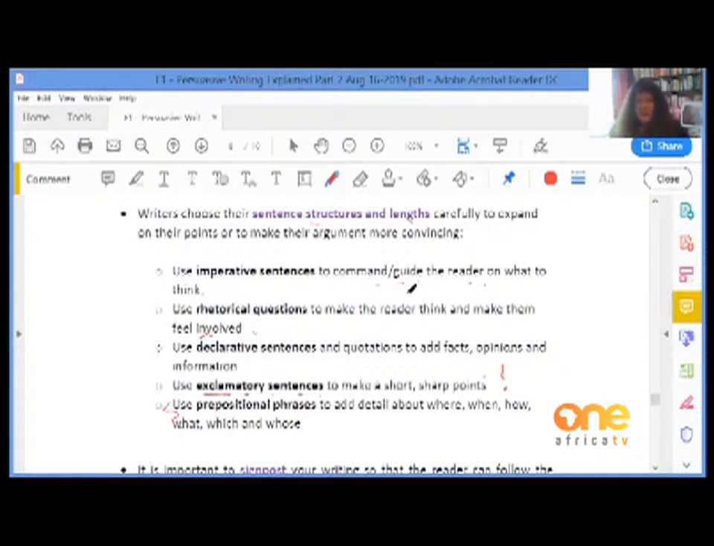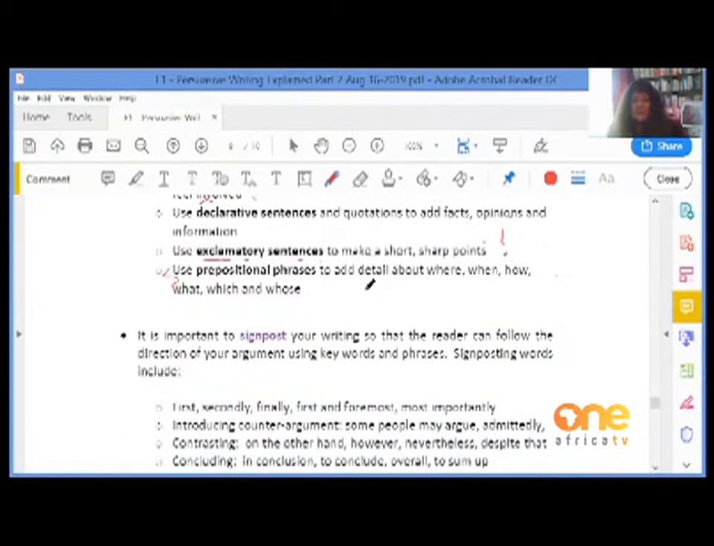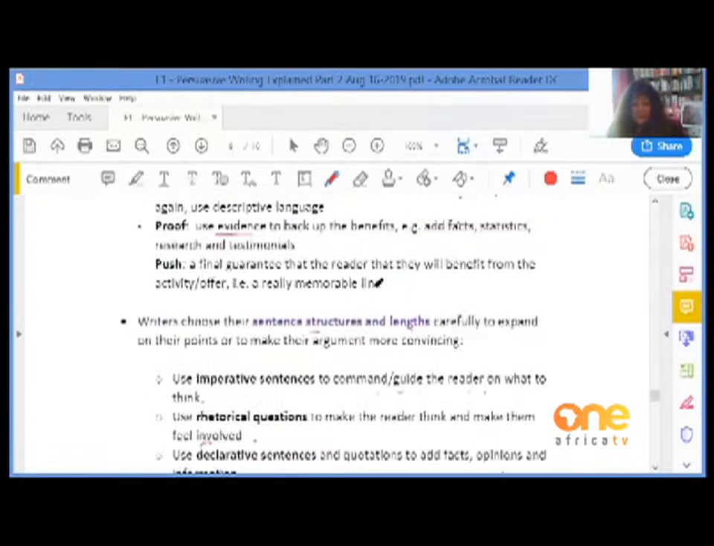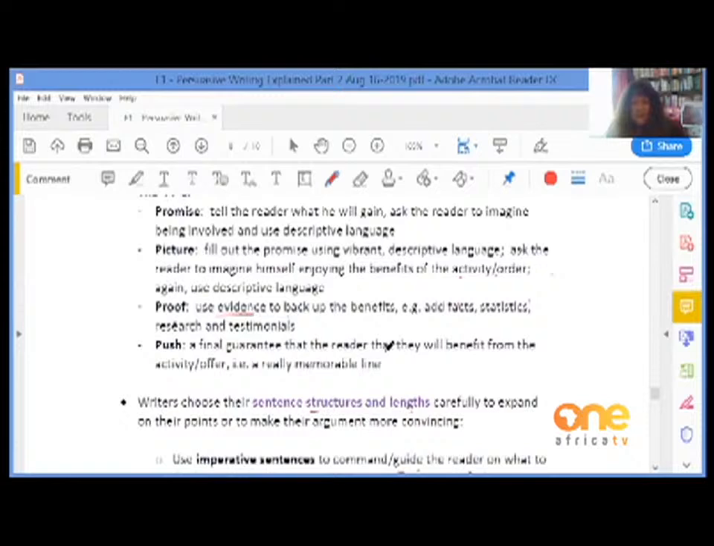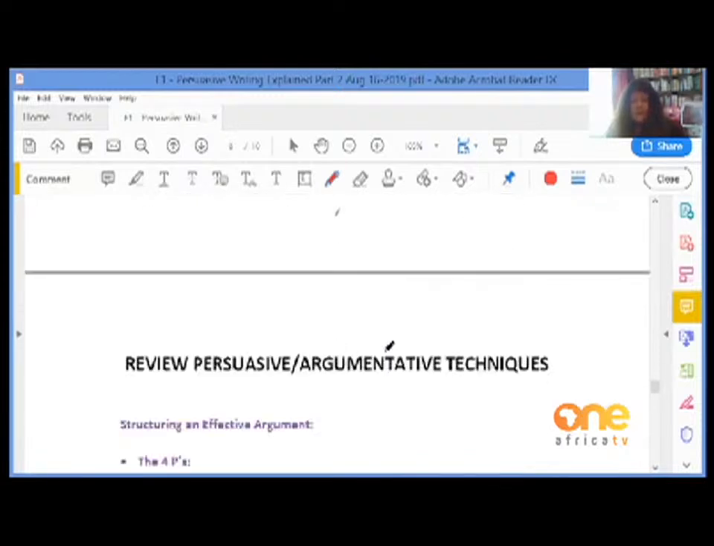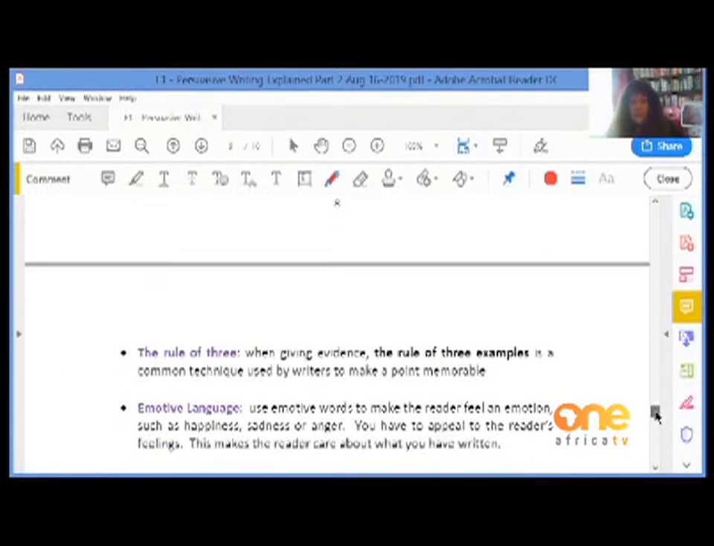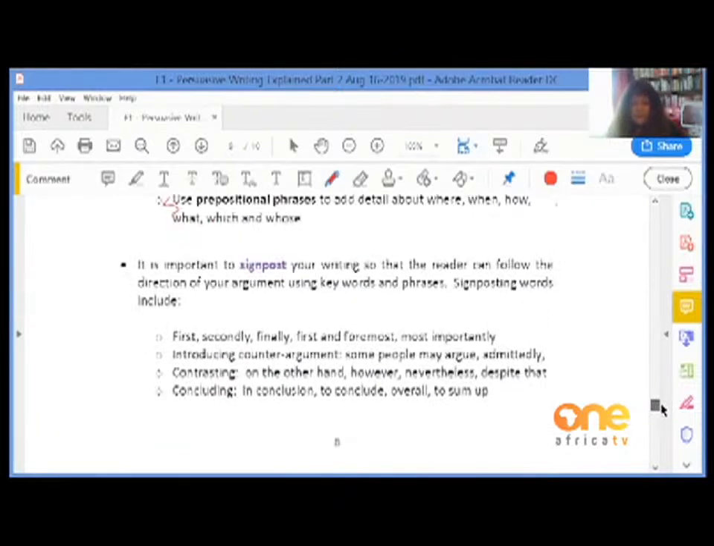Okay, so that's quite a lot of stuff to think about between a huge plan, your 4 P's, this kind of rhetorical sentence structure and lengths. But those are persuasive, argumentative techniques. Okay, let's see if we have any more over here. Oh yes, there are a few more.